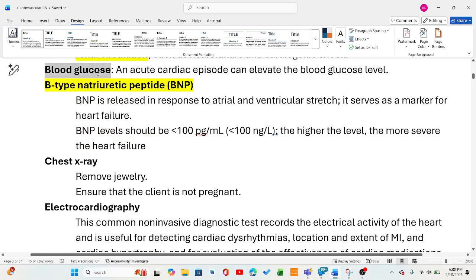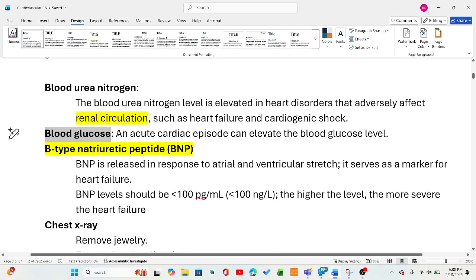Then the blood glucose levels. Anytime you have any MI going on or cardiac episode, it can cause the blood glucose levels to go up. So again, when you see that in the questions, don't be surprised. They can also ask you to evaluate or check the blood glucose when the person is having a cardiac problem.